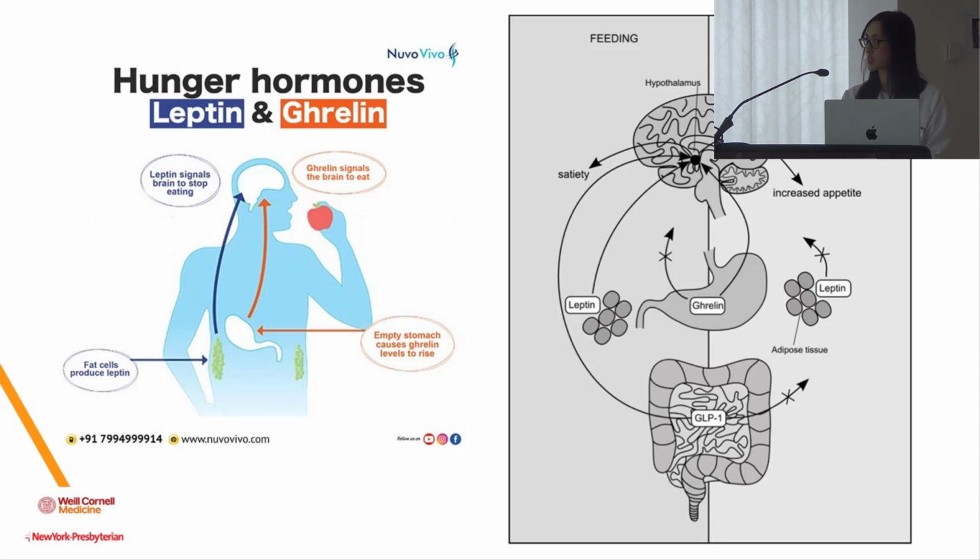Once the person eats, the stomach is full and the gut releases a number of different satiety or fullness hormones, which include, among others, GLP and GIP. And this tells the brain that it's time to stop eating. Fat cells release a hormone called leptin into the blood, which is another satiety hormone. And this is important because the level of leptin in your blood correlates with how much fat tissue you have.